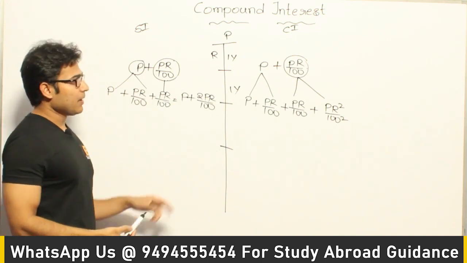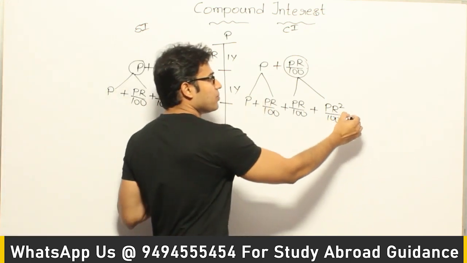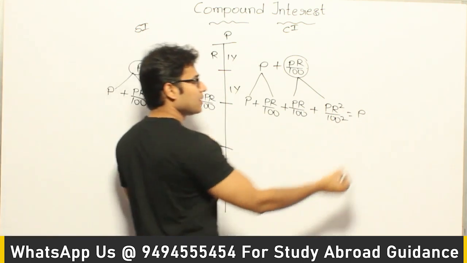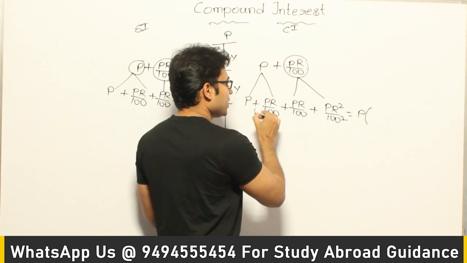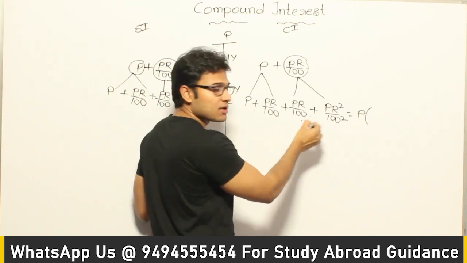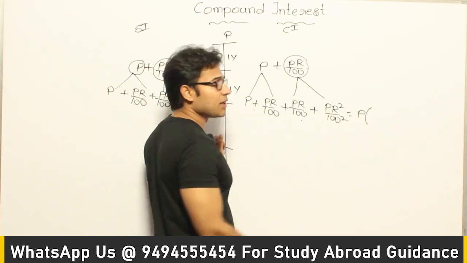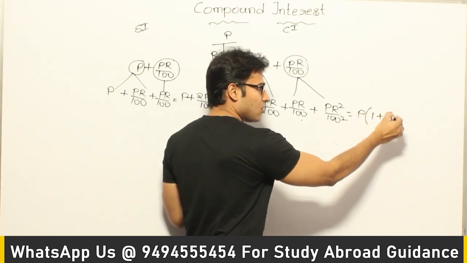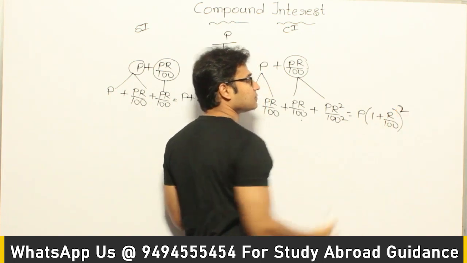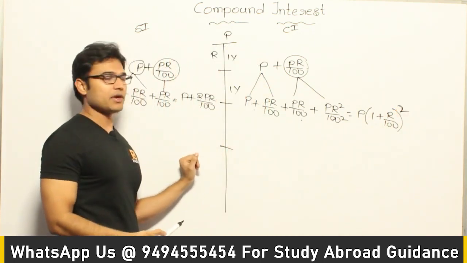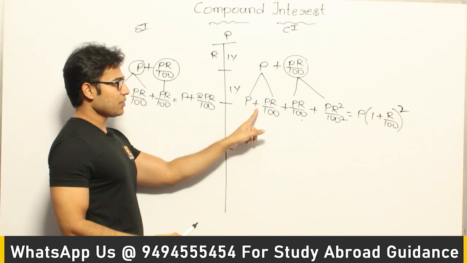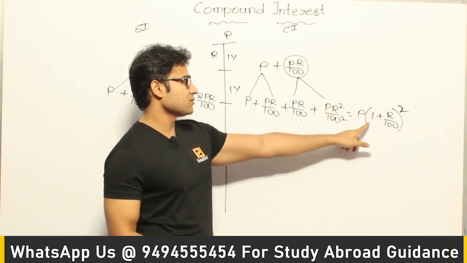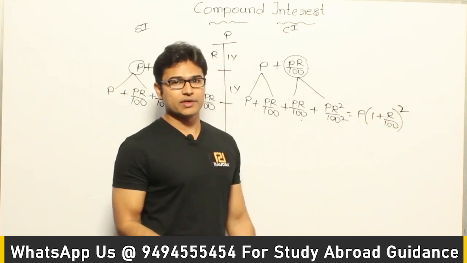Got it? Now I want to pull out P as the common. Then what do I get? P into 1 plus 2R by 100 plus R square by 100 square. So I could have written it as 1 plus R by 100 whole square. Try to understand this. P into 1 plus 2R by 100 plus R square by 100 square, I could write it as 1 plus R by 100 whole square, right?